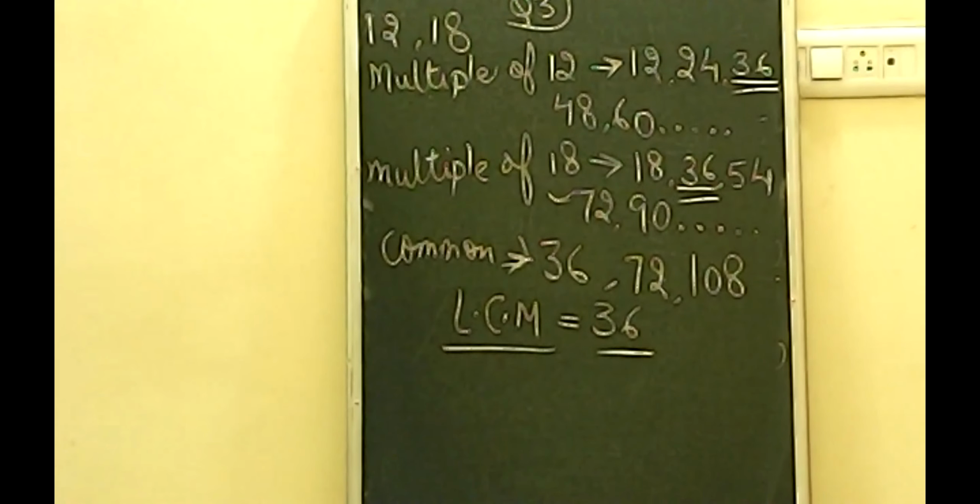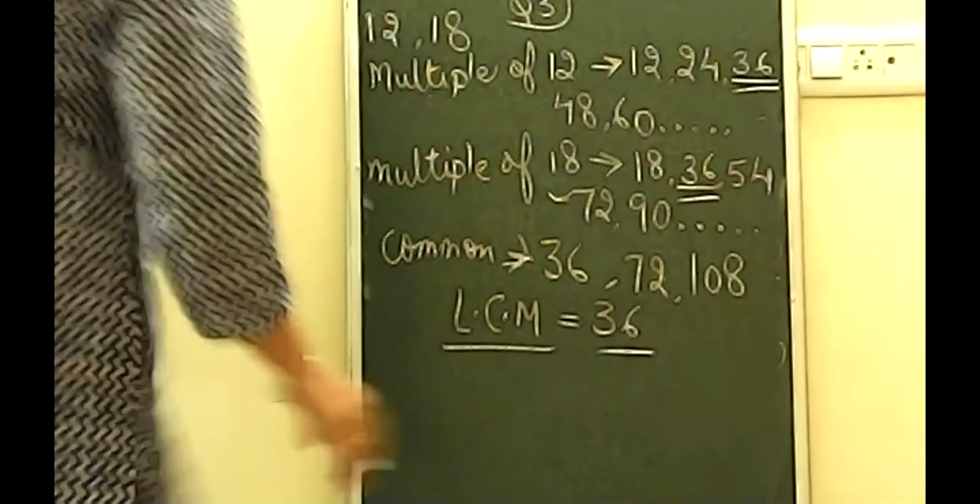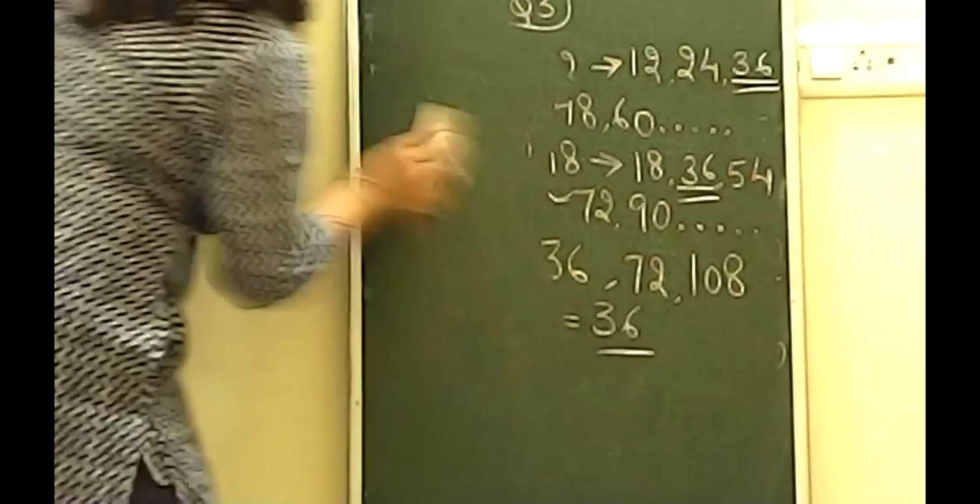Now the next question, question number 4, says: write all the numbers less than 100 which are common multiples of 3 and 4. The same process. Okay, the common multiples of 3 and 4. So the same way we will do it. How will we do that? Look here. Question number 4, we want the common multiples of 3 and 4.